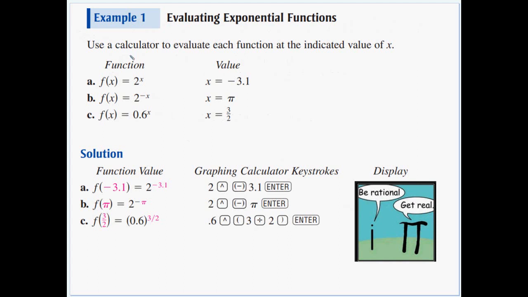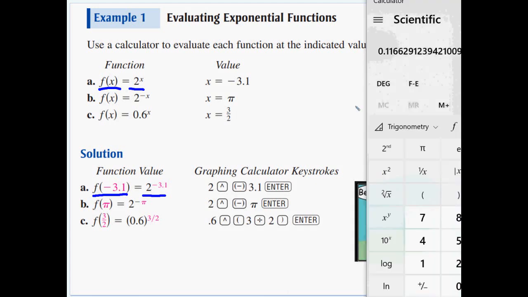Here in example 1, we're just going to do some calculator work. I'm going to use my calculator here on my laptop, and there are different keystrokes for the different calculators that I have in the classroom. But what we have here is f of x is base 2 to the exponent x, and we're going to make that exponent negative 3.1. Now the way the book describes this here is f of negative 3.1, or 2 to that exponent. If your calculator has the up caret key, it's just real simple, 2 up caret negative 3.1, and hit enter.